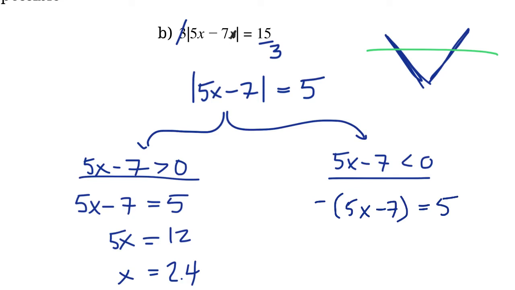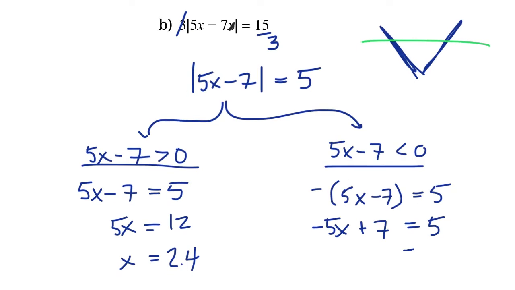So we can solve this equation in the same way. Negative 5x plus 7, if I distribute that negative in, is equal to 5. And solving this equation is going to give me something slightly different. It's going to give me negative 2 equals negative 5x. So x equals 0.4. So that's where this function intersects on this negative side, at an x value of 0.4. So there we go. We have our solutions.